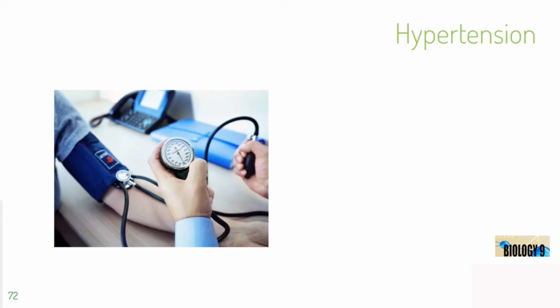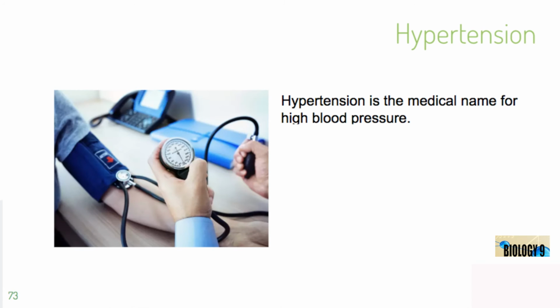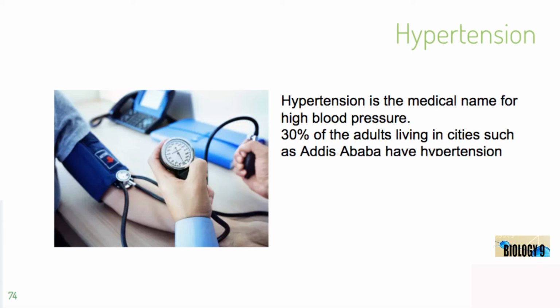Okay, hypertension. This is another problem that you could possibly get with your circulatory system. It's also known as high blood pressure, which you may have heard it referred to in the past. This is generally greater than 140, and in terms of diastolic pressure, greater than 90. But in over 90% of cases of high blood pressure, it is actually unknown why people get it. But in some local places, such as Addis Ababa, a lot of people have got it, okay?